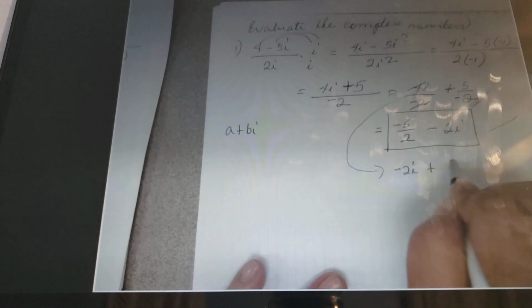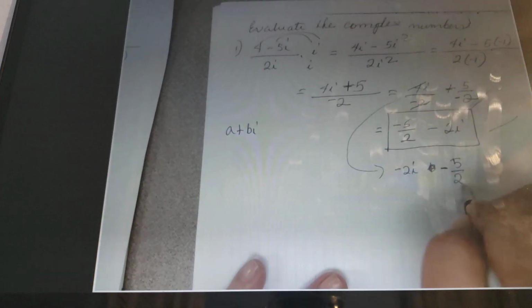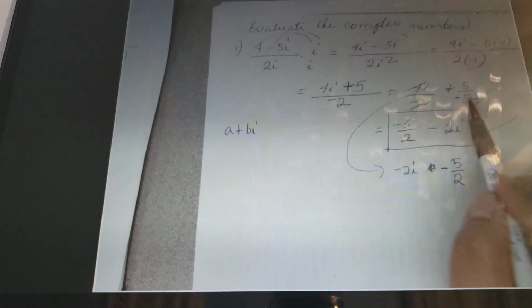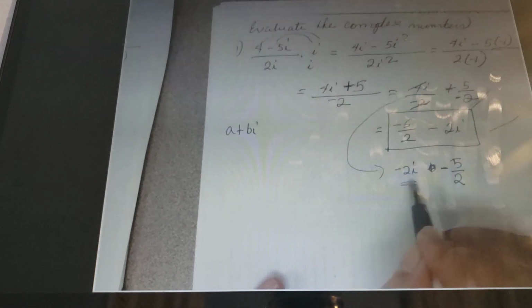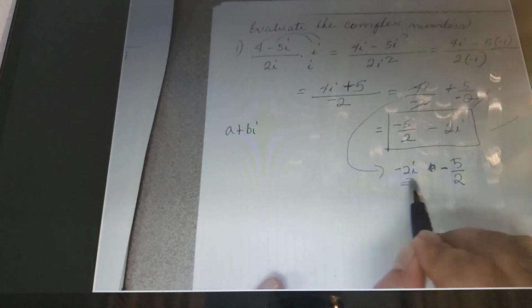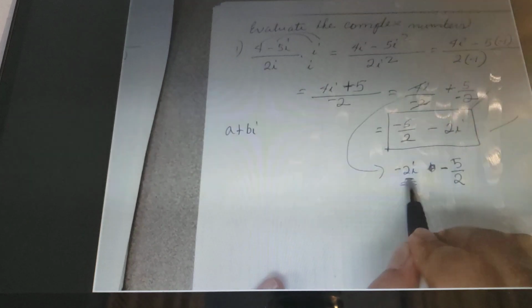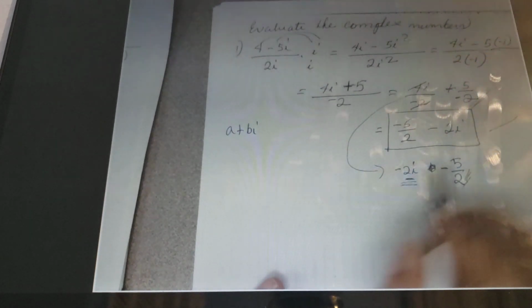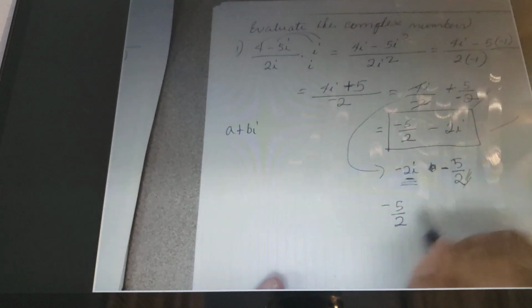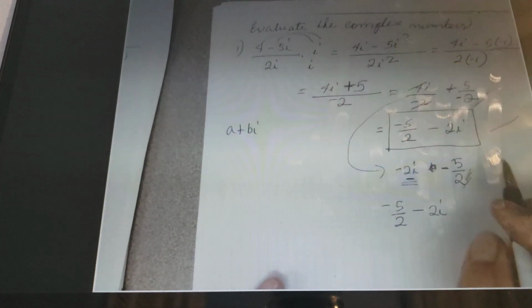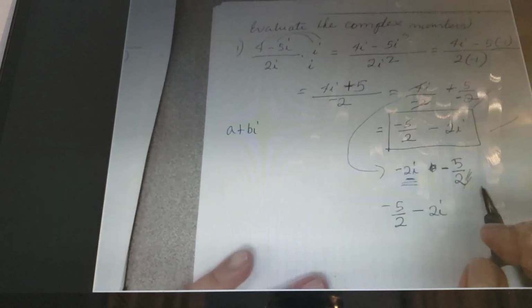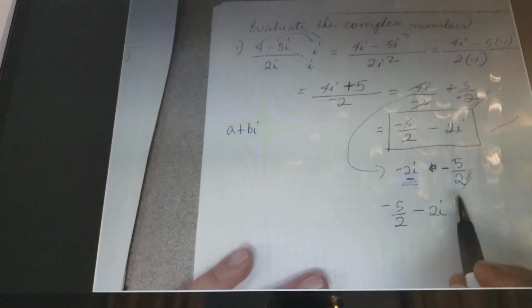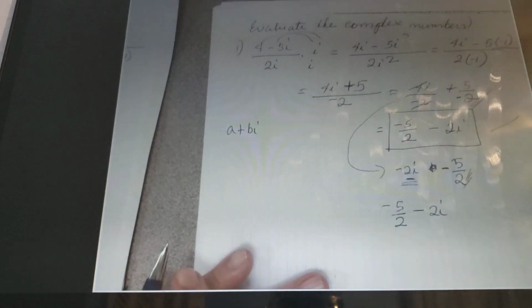Plus, you can have negative 5 over 2 instead of this one, negative 2. But the thing is, you should put this in the second part. So this will be the first part: negative 5 over 2 minus 2i. Any more question? Did you understand how the negative and positive work?